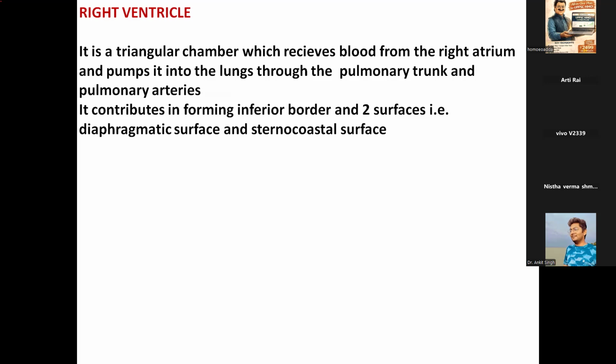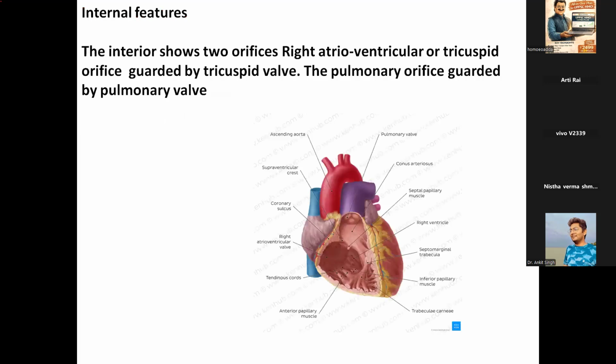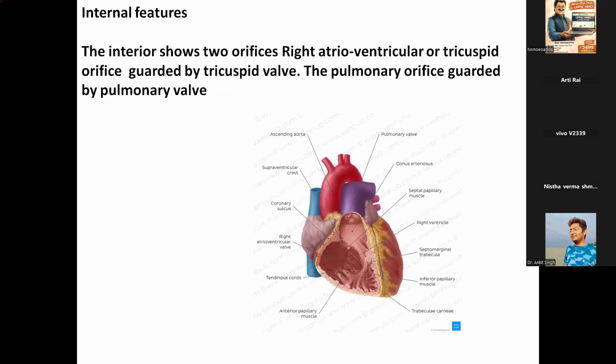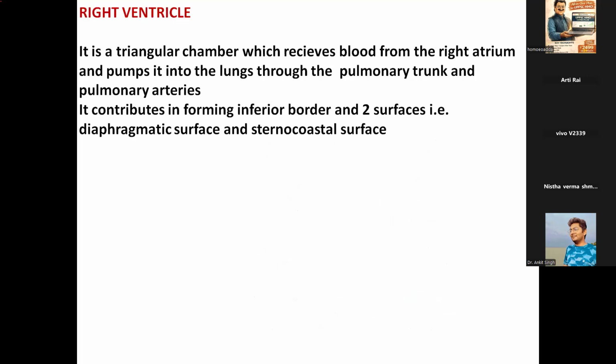It contributes in forming the inferior border. If you remember that diagram, the inferior border is contributed by the right ventricle and the left ventricle. Then it contributes in forming two surfaces, the diaphragmatic surface and the sternocostal surface. Sternocostal means the anterior surface, the surface which you are able to see in this diagram. The surface that is lying on the diaphragm we call the diaphragmatic surface. Two chambers contribute to the diaphragmatic surface, the right ventricle and the left ventricle, right? So the right ventricle contributes in forming the inferior border and two surfaces, the diaphragmatic surface and the sternocostal surface.